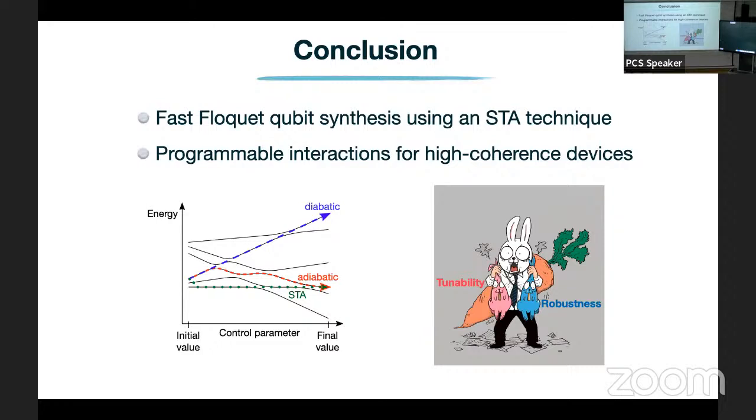And this is the conclusion. In this work, I demonstrate the best Bloch-sphere qubit synthesis using a shortcut-to-adiabaticity technique, and I demonstrate programmable interaction for high-coherence fixed-frequency qubits. I want to summarize my work with this image. There is always a trade-off between tunability and robustness, but I found a way to impose frequency tunability on the fixed-frequency architecture, which has high robustness. In this way, I can achieve tunability and robustness simultaneously.